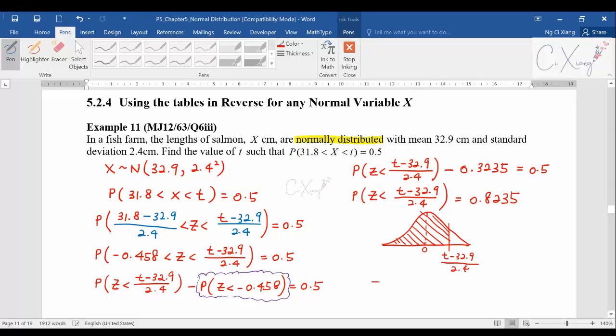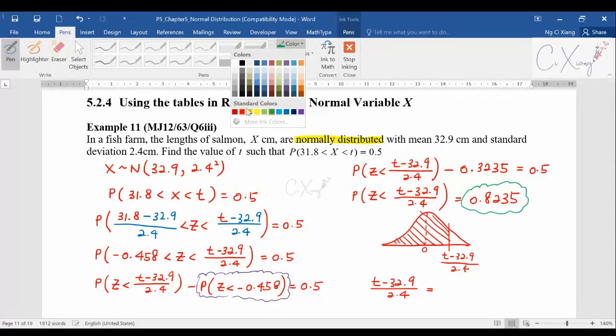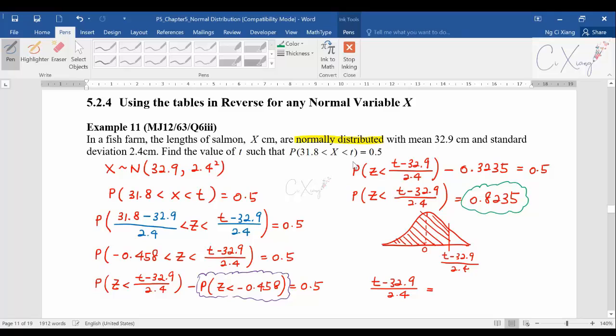To get the value, you can now find it from the table in a reverse way. You look for 0.8235 in the table and get the value. I'm not going to show you how to find it in the table anymore because we discussed it in the previous video already. If you look in a reverse way for 0.8235, the value that you get from the table should be 0.929.